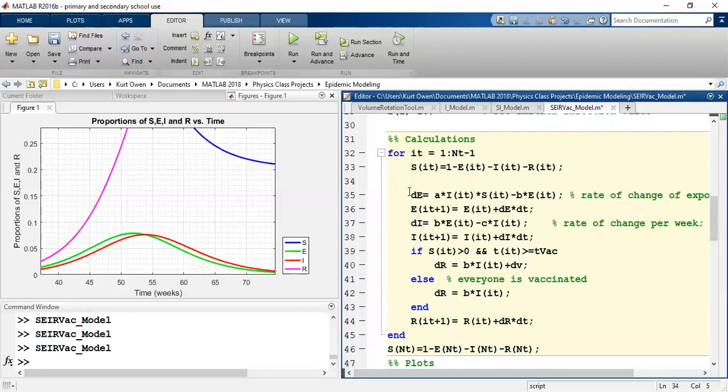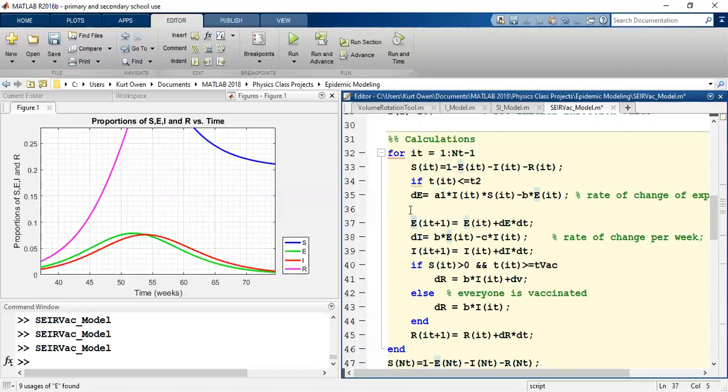We have this DEDT will be true if T of IT is less than or equal to, it doesn't matter too much whether you put the equal to in. If it's less than T2, the time to phase two, then we'll let DE equal A1. Okay, notice this is A1 times I of IT times S of IT. Okay, then let's put a space in here.